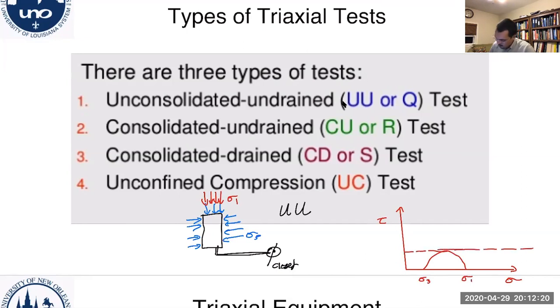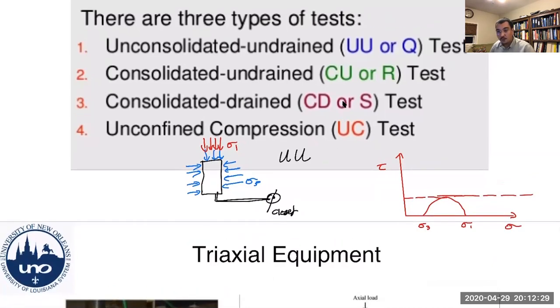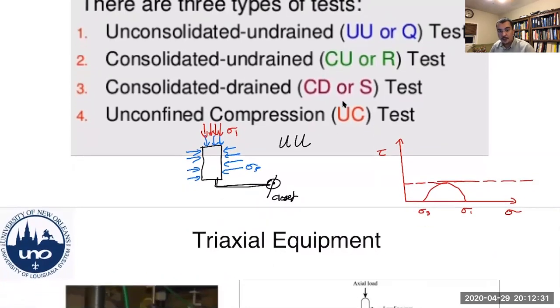And you can see that these are not effective stresses, these are total stresses. And you can measure pore water pressures, but we'll just talk about a case where you're not measuring pore water pressures and you don't want to derive effective stress parameters.